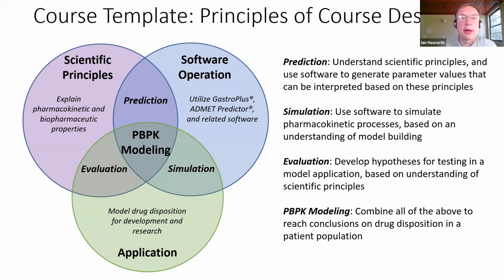So these are our broad principles of course design. I guess you could call these the course objectives. They're relatively obvious scientific principles. We'd like to explain pharmacokinetic and biopharmaceutic properties. That's what we'd like the students to get out of the course scientifically. Practically, we'd like them to be able to use GastroPlus and related software.